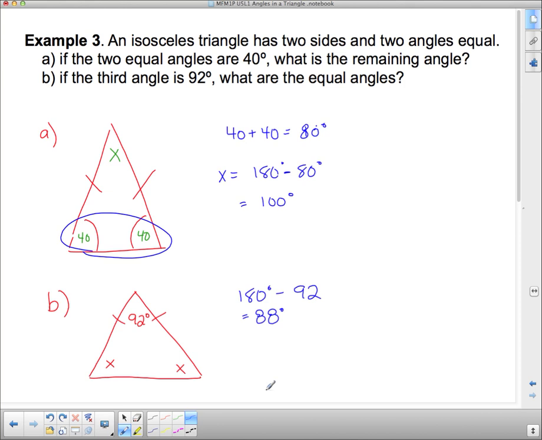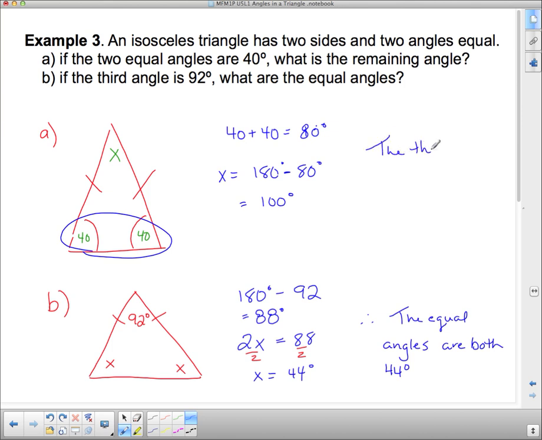Well, I know I have two angles that have to equal 88 degrees. So I'm going to say I have two angles that I called X that have to equal 88 degrees. I have to split this 88 degrees between these two angles, and since it's isosceles, I have to split it equally. So if I split 88 into two equal parts, and we can do that algebraically as well, I have to divide both sides by 2. X equals 44. And so, therefore, the equal angles are both 44 degrees. And up here, the third angle is 92 degrees. And that concludes this lesson.